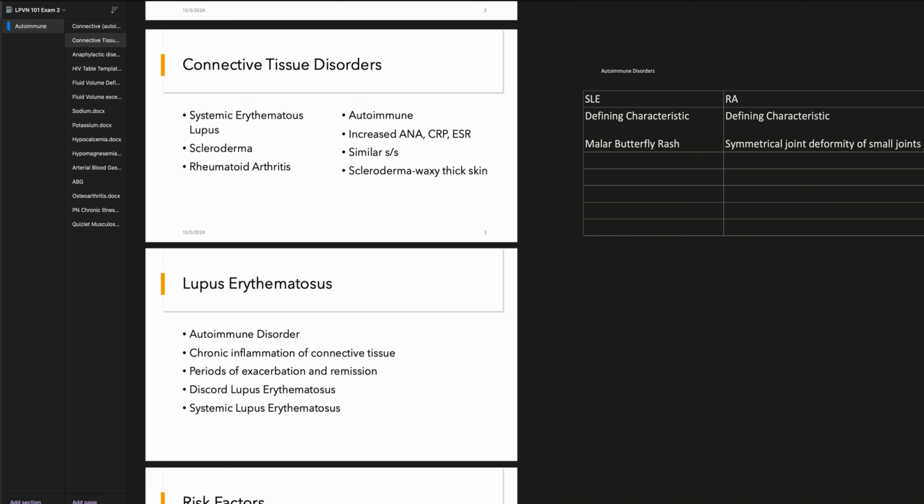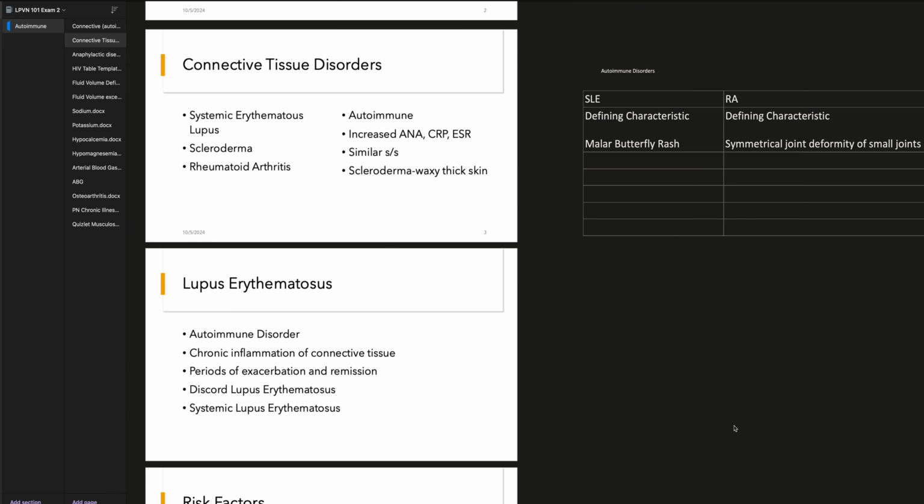Most of these autoimmune disorders have a lot of the same signs and symptoms. But usually there is one defining characteristic that lets you know that, yes, this is lupus or this is rheumatoid arthritis. So for lupus, it's that butterfly rash on the face, the malar butterfly rash. And for rheumatoid arthritis, it is symmetrical joint deformity of the small joints, like on the hands and feet. Okay. And with scleroderma, I told you it's waxy, thick skin.